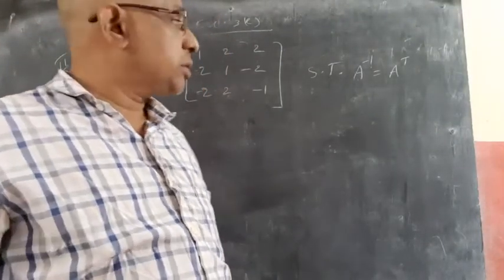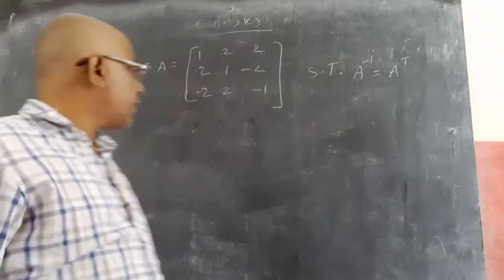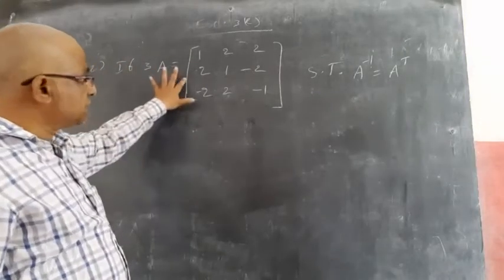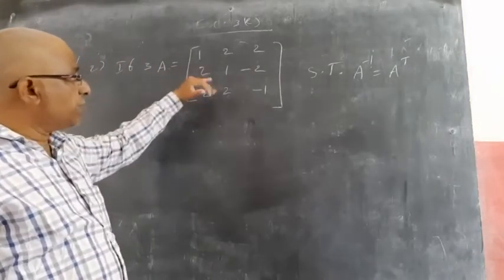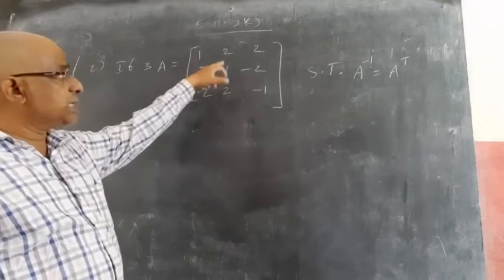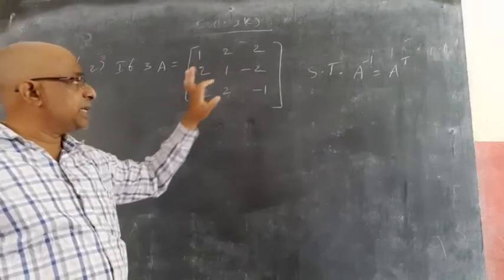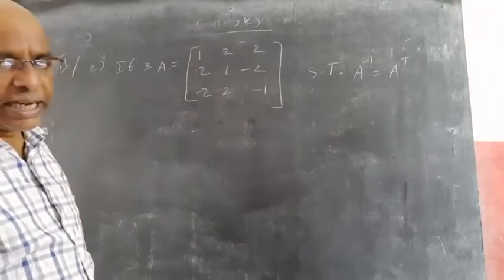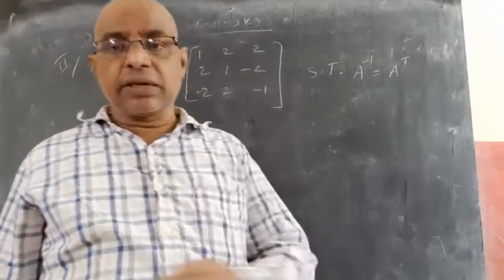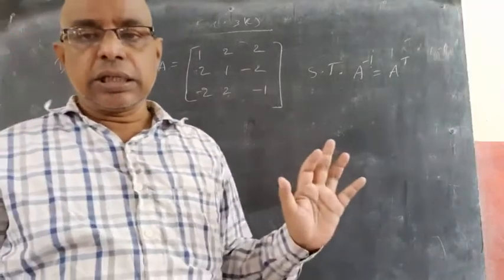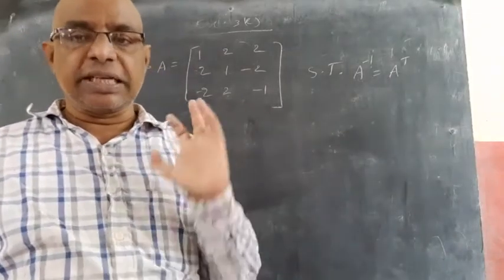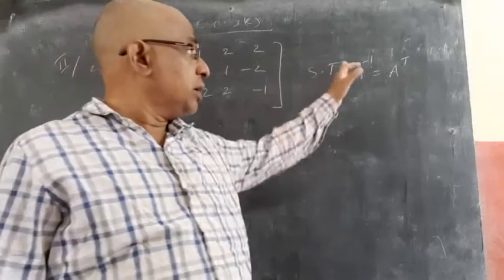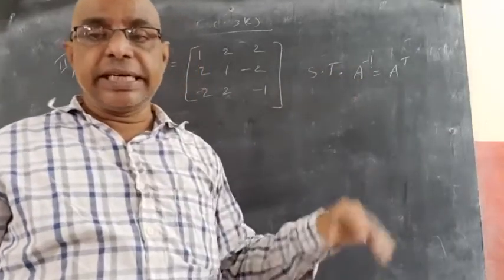We can do this sum in two ways. One is finding A: these 3 comes inside as 1 by 3, so 1 by 3 into the whole matrix: 1 by 3, 2 by 3, 2 by 3; 2 by 3, 1 by 3, minus 2 by 3; minus 2 by 3, 2 by 3, minus 1 by 3. Then simply find A inverse, then A transpose, and LHS equals RHS. That is one way of doing it, but it is a somewhat lengthy method, since to find A inverse you need adjoint A, det A, and all that.